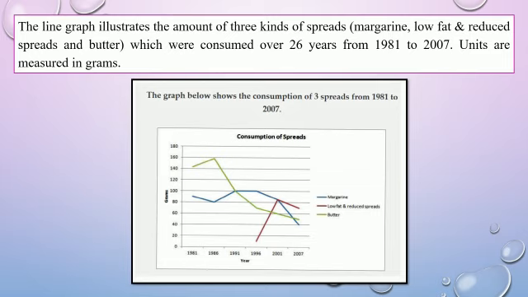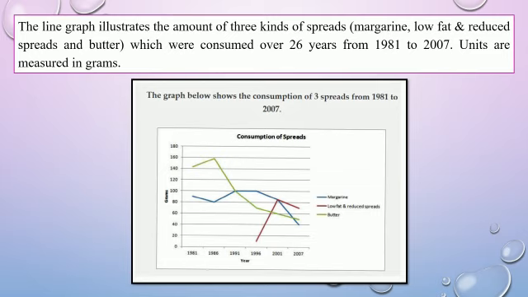Now see this line graph, children. X-axis, you can see the year 1981, 86, 91, 96, 2001, 2007. Y-axis, you can see the units in grams: 20, 40, 60, 80, 100, 120, 140, 160, 180.